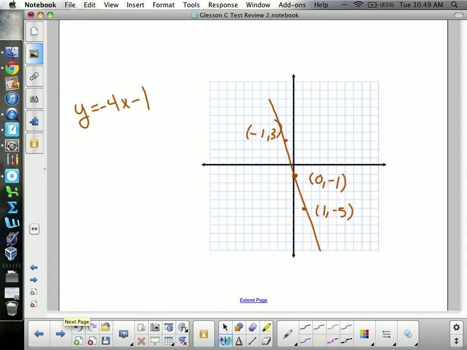Connect the dots. Always label a point when you draw it. Okay? Just always a good idea. I think only one of them fit. Yeah, the -1, -5 really didn't fit on the graph.